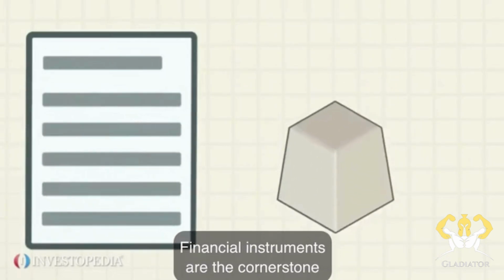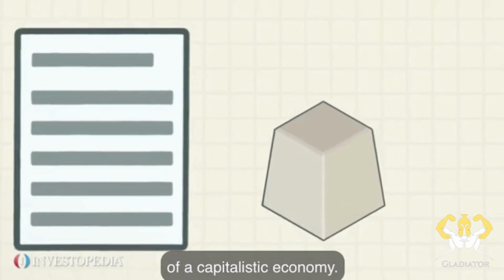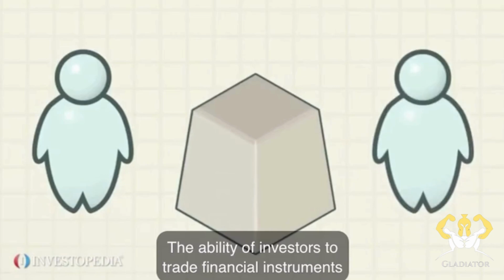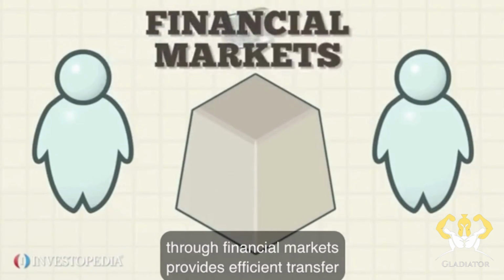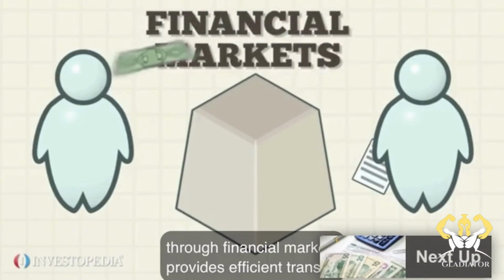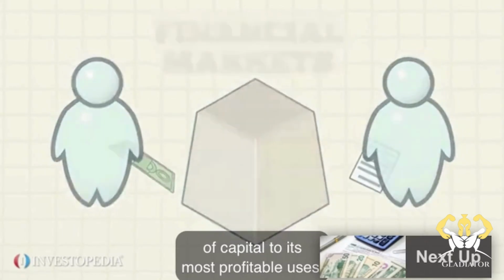Financial instruments are the cornerstone of a capitalistic economy. The ability of investors to trade financial instruments through financial markets provides efficient transfer of capital to its most profitable uses.